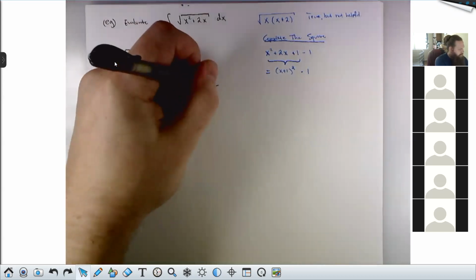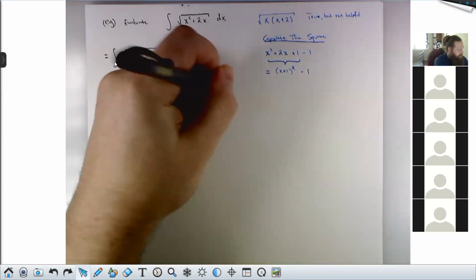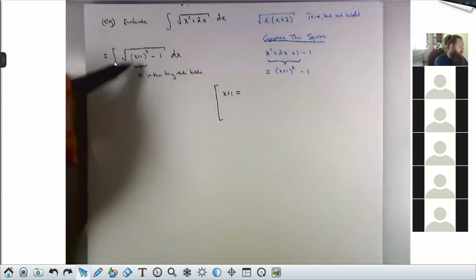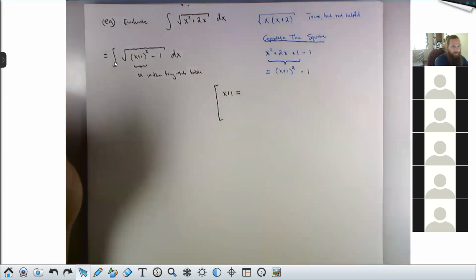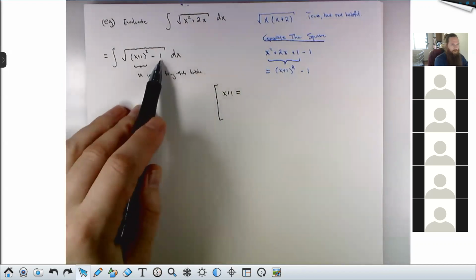So the move here is going to let x plus 1 be equal to something. What is the something here? If this was just x squared minus 1, what would the sub be? Go ahead, look back. Look at my notes. If I have the square root of u squared minus a squared, then we sub secant theta. Yeah, my a here is this 1.